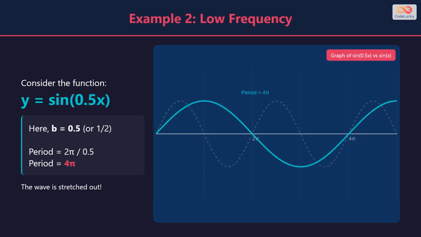Now, let's try a low-frequency example. Consider y equals sine of 0.5x here. Our b value is 0.5, or 1/2. Dividing 2 pi by 0.5 gives us 4 pi. The period is now twice as long. The wave is stretched out and takes much longer to complete a cycle.